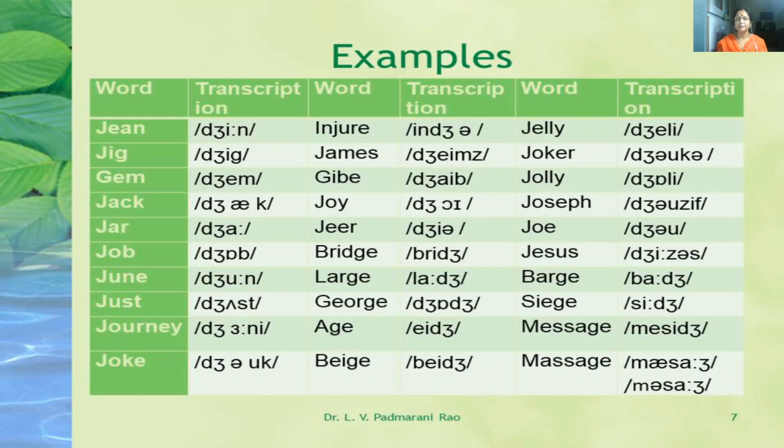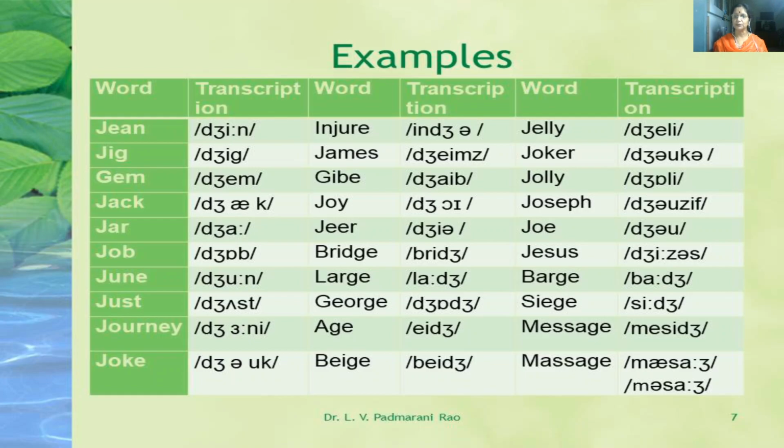J-E-L-L-Y, jelly. J-O-K-E-R, joker. Compare it with the Indian pronunciation of joker. The diphthong is to be used. J-O-L-L-Y, jolly. J-O-S-E-P-H, Joseph. Now, s is pronounced as z because you could see that in the word, all sounds are voiced. So, in the presence of all voiced sounds before and later, s becomes z.